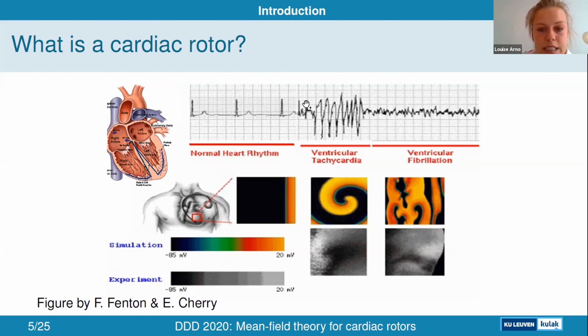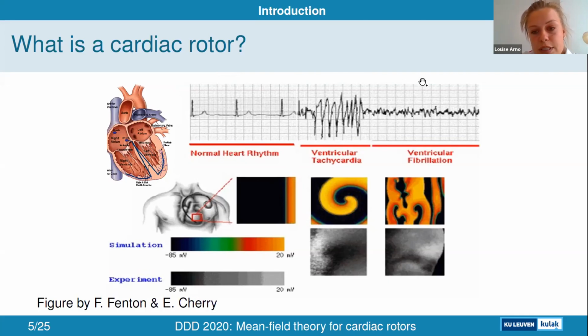In the second part, we see ventricular tachycardia, and this is a cardiac arrhythmia for which the lower part of the heart moves faster than a normal heartbeat. And this is translated into a 2-dimensional cardiac rotor during simulations, which is also confirmed by experiments.